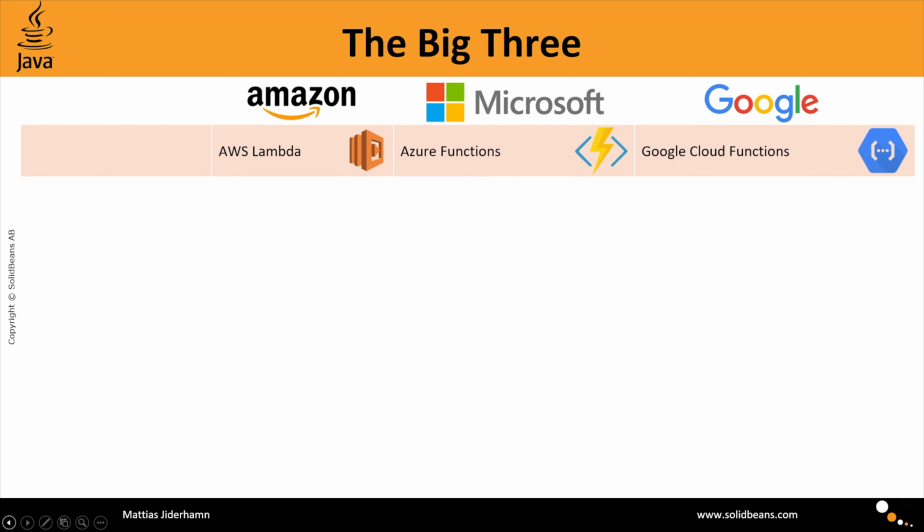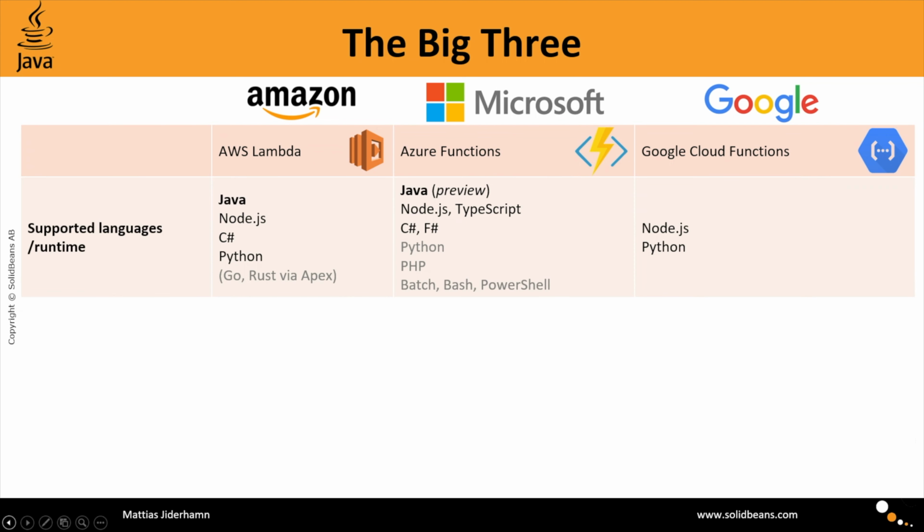First up, of course, we have the big three. We have Amazon with their AWS Lambda. We have Microsoft's Azure Functions, and we have Google's Cloud Functions. They do support a number of different languages. AWS has production-ready support for Java, which I mention specifically since this is a Java forum, but you might as well try out the other languages, of course.